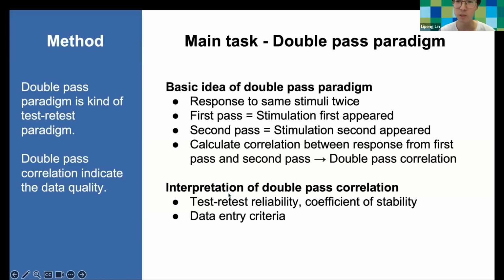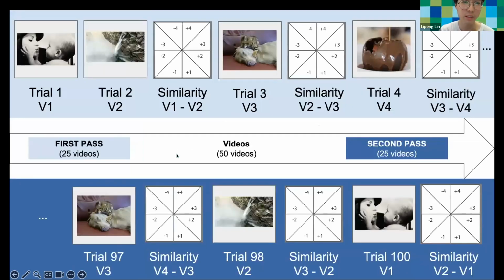In our case, it is the response to the same pair of videos twice. Same pair, okay. If the participant responds carefully, then their responses to the same pair of videos should be similar. As a result, the correlation coefficient between the 2 sets of responses should be high. This proves that their responses are reliable. Let's look at it in more detail.